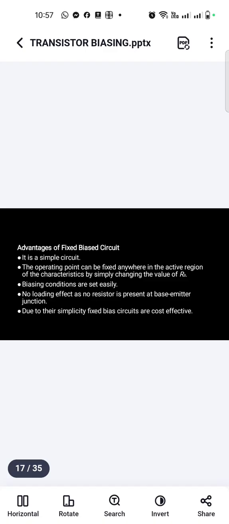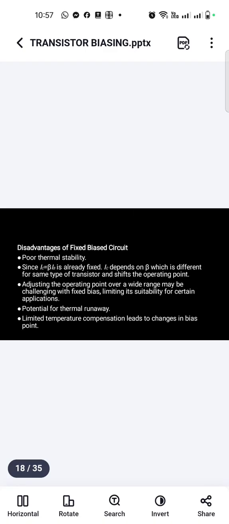Then the next one, disadvantages. What are the disadvantages of fixed bias circuit? It has poor thermal stability. Thermal means temperature, right? Heat. So its stability is poor, and IC equals beta into IB is already fixed. This IC depends on beta, which is different for the same type of transistor, and shifts the operating point. Adjusting the operating point over a wide range may be challenging with fixed bias. It limits its suitability for certain applications, it has potential for thermal runaway, and limited temperature compensation leads to changes in the bias point.